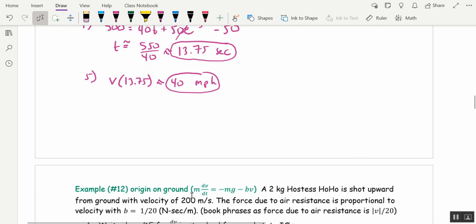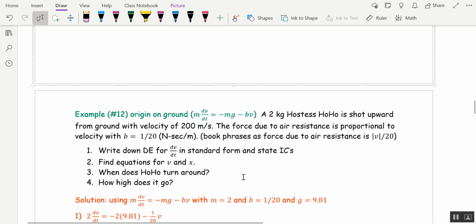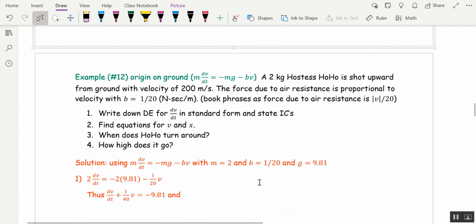All right, so let's do one more where the origin is on the ground. Now we're using m dv dt is negative mg minus bv. And we're using the metric system, so we don't have to worry about mass units. A 2 kilogram Hostess Ho-Ho is shot upwards at 200 meters per second. The force due to air resistance has b equal to 1 over 20. And so we're going to go through similar steps as before: write down a differential equation in standard form and state the initial conditions.